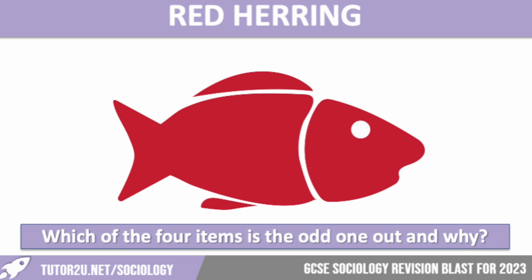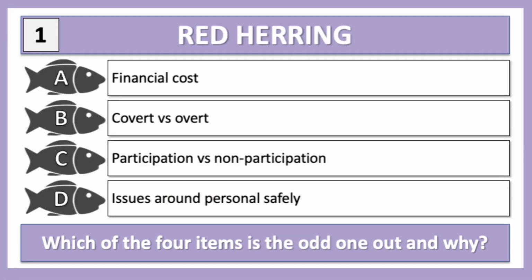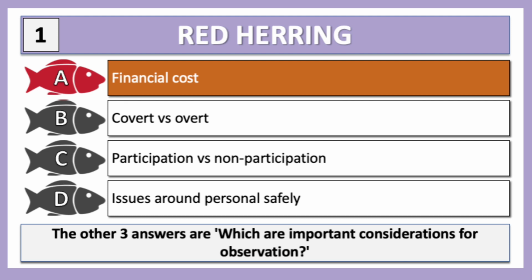Right, let's do a red herring. So you just have to work out in this activity which of the 4 items is the odd one out and why. So we have financial cost, covert versus overt, participation versus non-participation, and issues around personal safety. Which of those is the odd one out and why? Let's reveal the answer. It is financial cost. So the others are important considerations for observation.